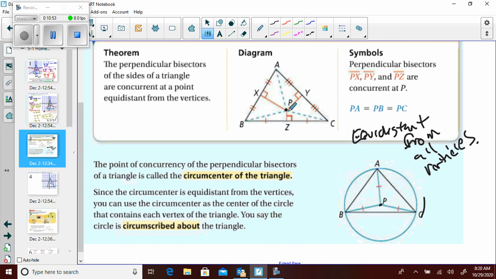So a circumcenter, again, is the intersection of the three perpendicular bisectors. That circumcenter is equidistant from the vertices. It's coming from the sides, so it's equidistant to the vertices. Start understanding that, because when we get more of these, you're going to need that. It comes from the side, so it has to be equidistant from the vertices.